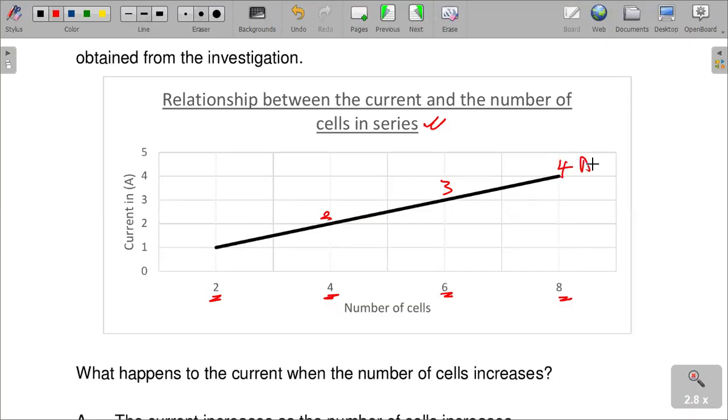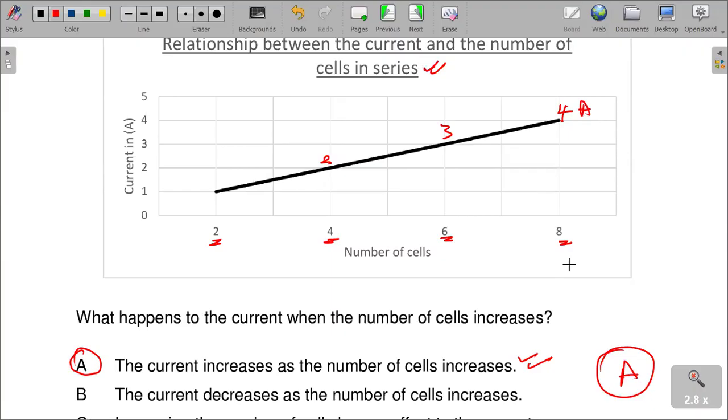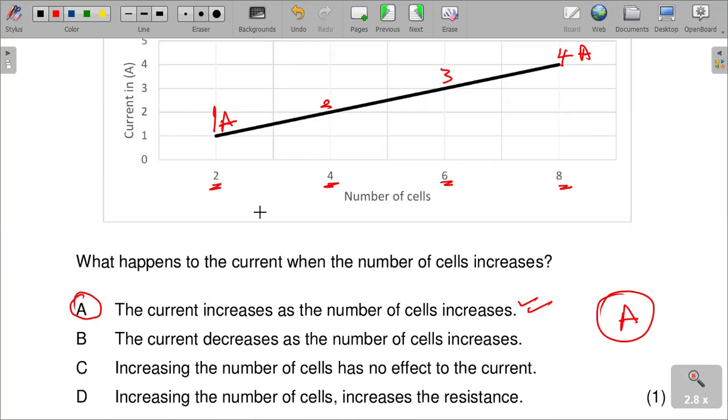So what we are saying is that when the cells increase, it actually means that the current increases as the number of cells increases, which is actually A is correct. A is correct. We can see that from the graph. We can agree on the graph that it is increasing as the number of cells increases.